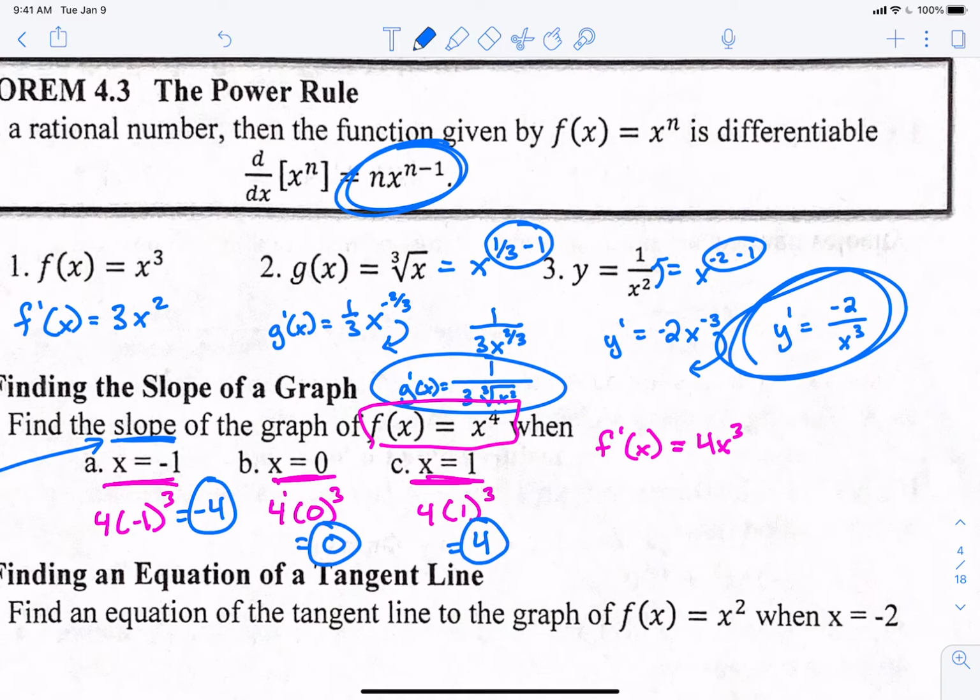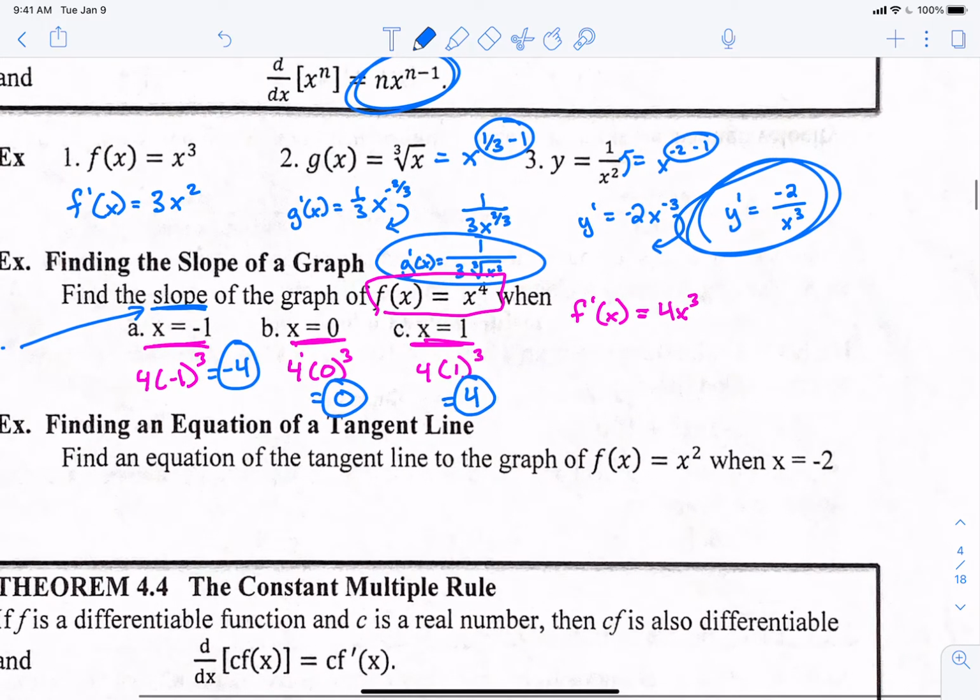Then you have to tell what the specific point is that you're looking for. All right, now adding to that, here's the next thing. Find an equation of a tangent line to the graph of f of x equals x squared when you are looking at negative 2 as your x. We're going fast. We did all these same things yesterday. Find the equation.